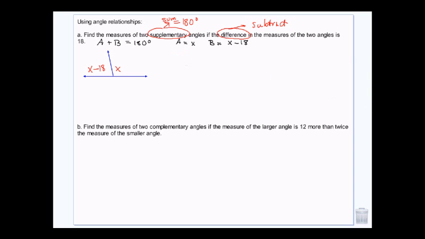So then to solve this, I'm going to say that X plus X minus 18 is equal to 180. Because the two angles, that's angle A, that's angle B.